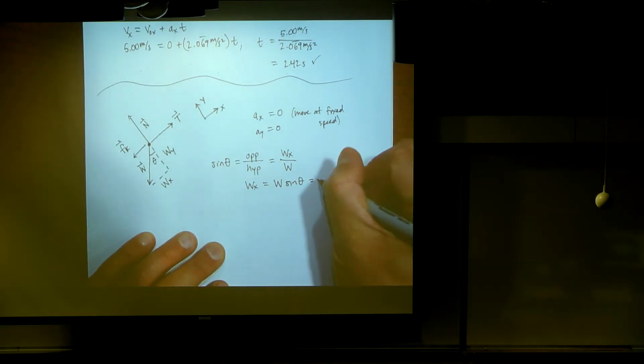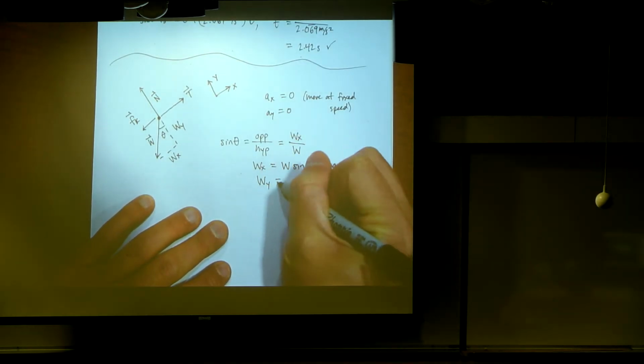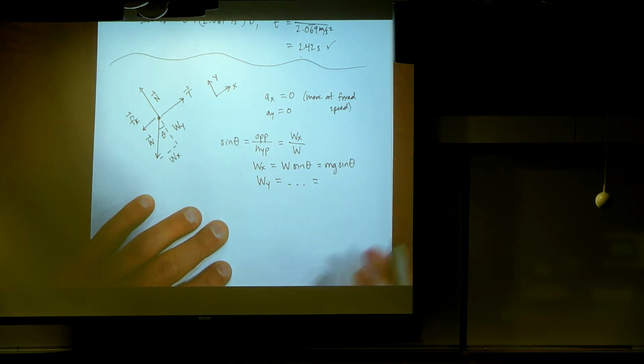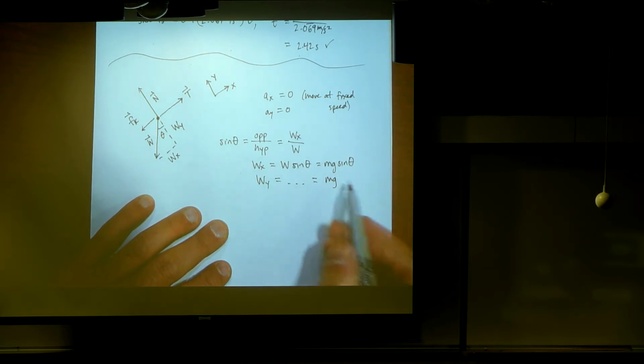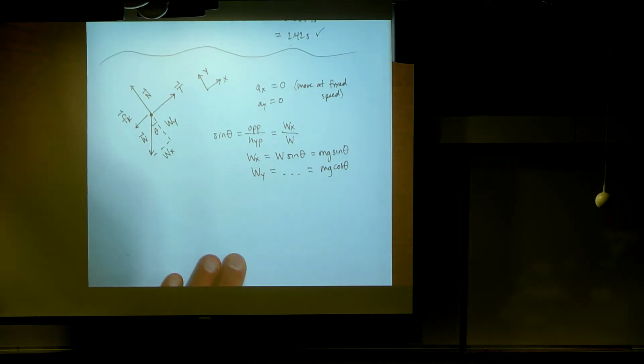mg. That's just mg sine theta, right? And we can say, for similar reasons, I'll just put dot, dot, dot, that Wy is going to be mg cosine theta, right? So you can work it out from the definition of cosine. I'll just leave that to you, okay?